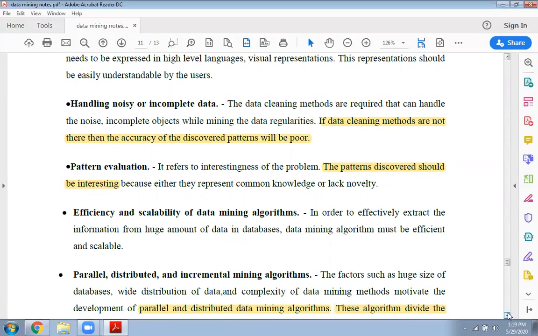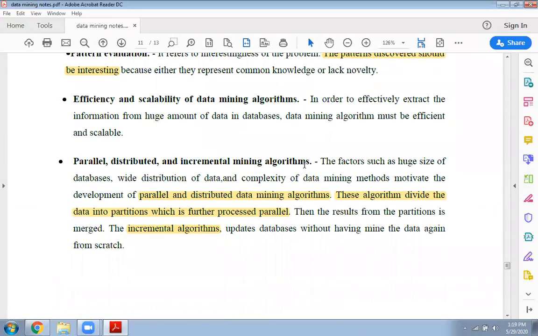And one important thing is parallel, distributed, incremental mining algorithms. The algorithm should divide the data into partitions, which are further processed in parallel. So it can be in the form of incremental algorithms. For example, you're going to a Big Bazaar store, so you can have three types of data. You can have grocery data, clothing data, and general data. So these are three different things. So you can say we have the parallel data. The algorithm can be divided into partitions, one for grocery, one for clothing, and one for general. These are processed in parallel, and all three are merged to get a combined result.